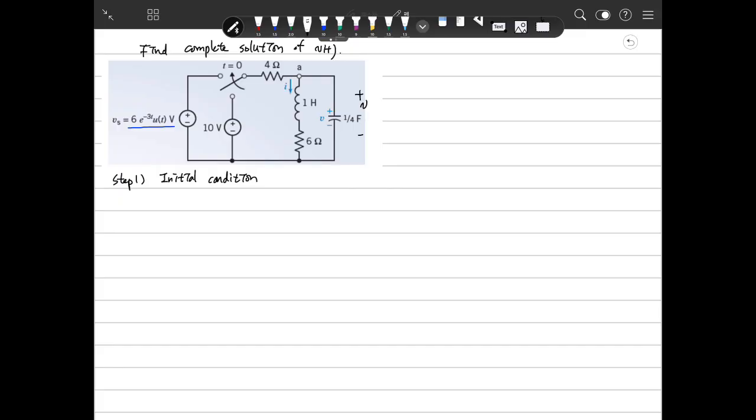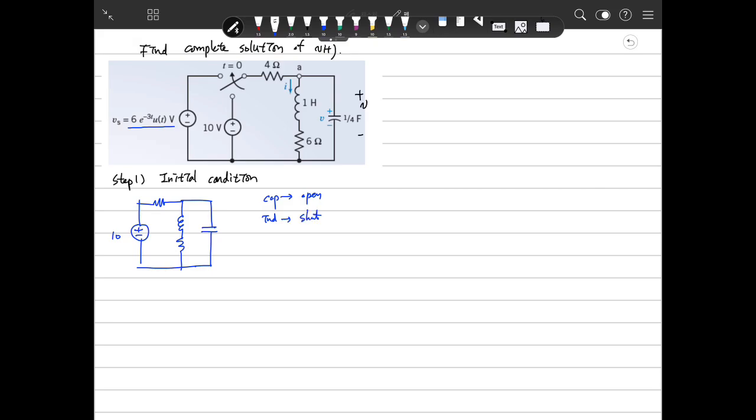To get the initial condition, the switch is changed at t equal to 0 from here to there. So we need to draw the simple initial circuit like that. It's a 10 volt source, a resistor, an inductor, a resistor here, and the capacitor. Because in the initial conditions the source is constant, in the steady state the capacitor looks like an open circuit and the inductor is like a short.